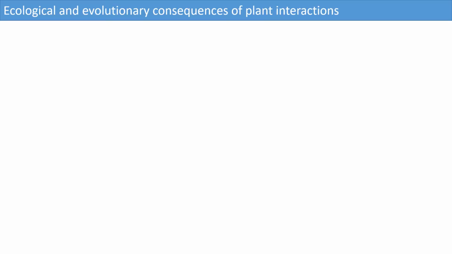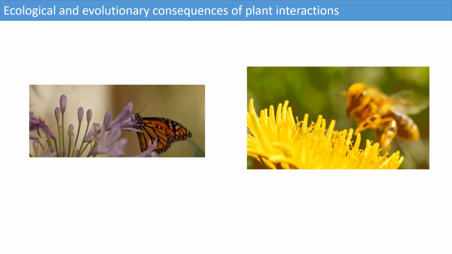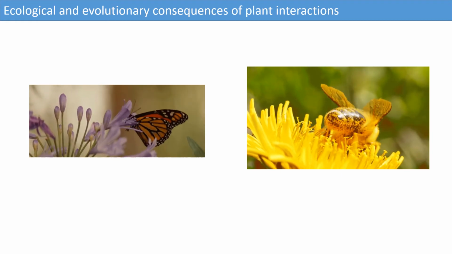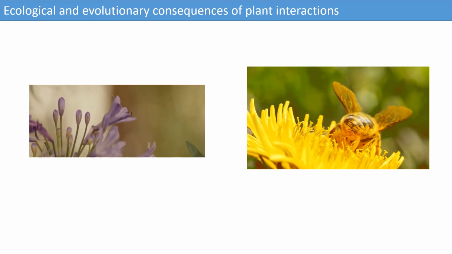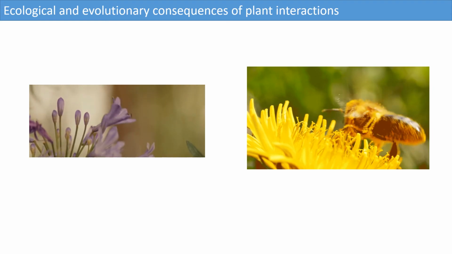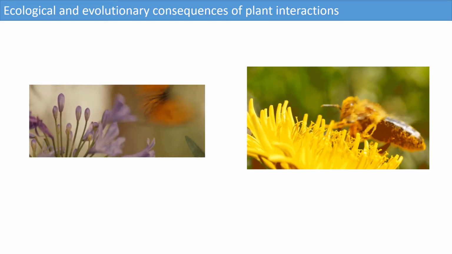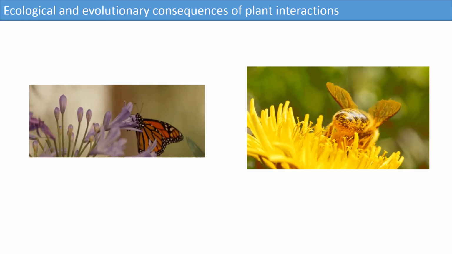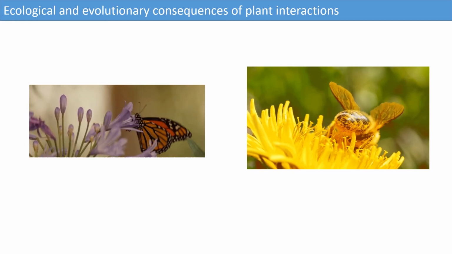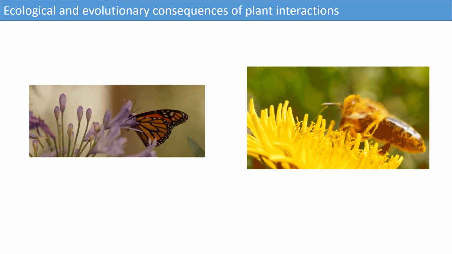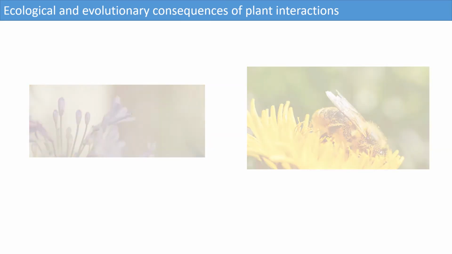So, what are the ecological and evolutionary consequences of plant interactions or biological interactions in general? On an ecological scale, this will have a direct effect on plant development and performance locally. For instance, if a plant is pollinated, it would produce seeds. The number of seeds depends on the efficiency of the pollination and thus on the interaction between the plant and its pollinators.